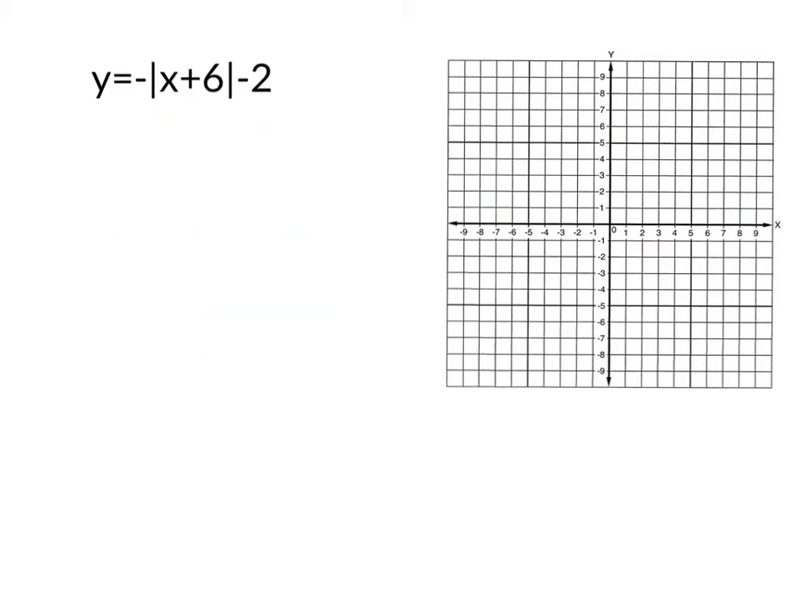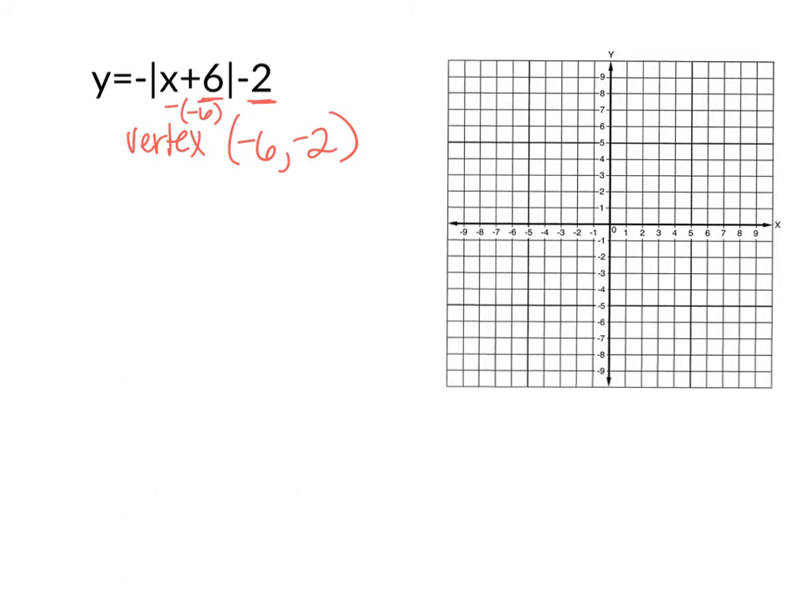Let's do another one. So we get y equals negative absolute value of x plus 6 minus 2. So my vertex is (-6, -2). It's opposite here because it's minus, and -6. That's how they get the plus.